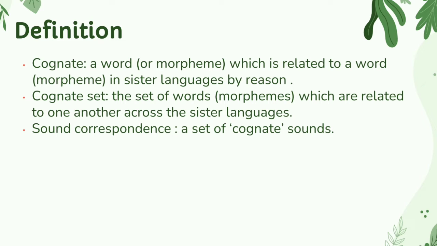A cognate is a word or morpheme which is related to a word in a sister language by reason of this form having been inherited by the sister language from a common word of the proto-language from which the sister languages descend. And then a cognate set is the set of words which are related to one another across the sister languages because they are inherited and descend from a single word of the proto-language.